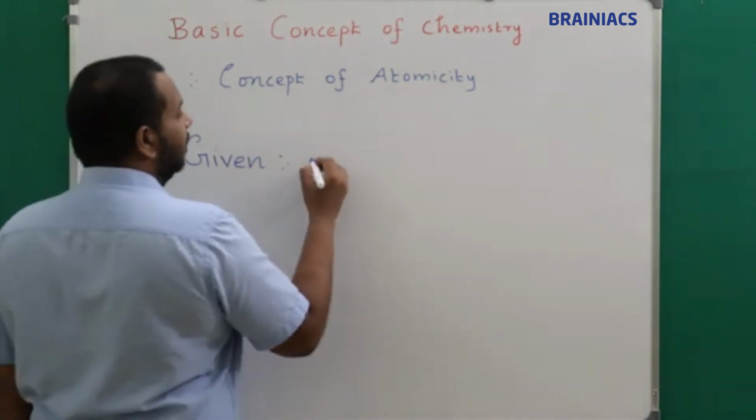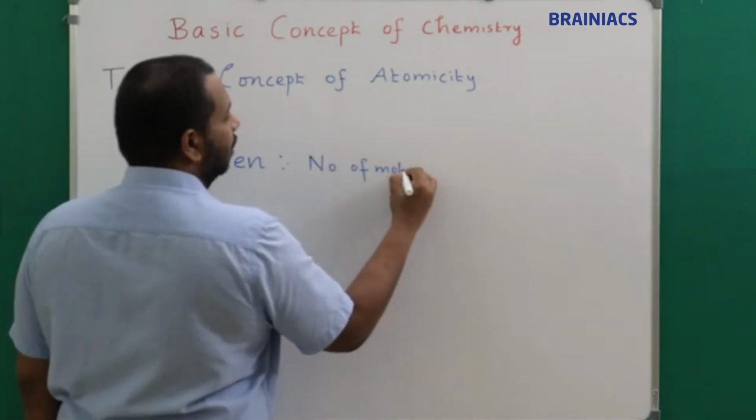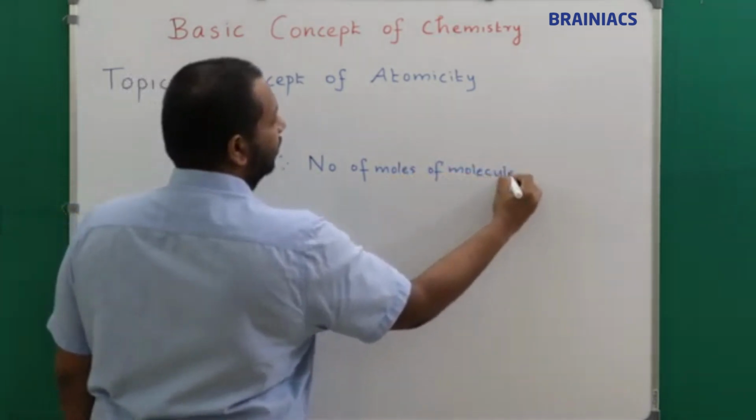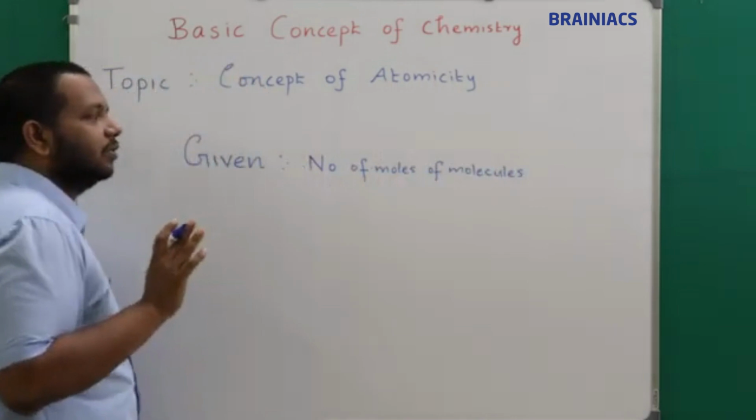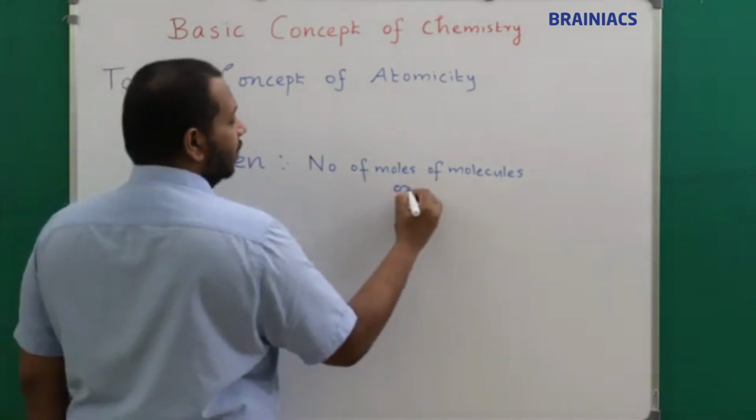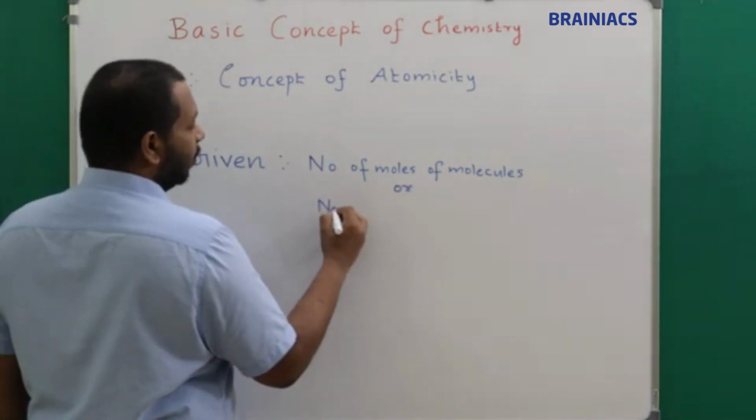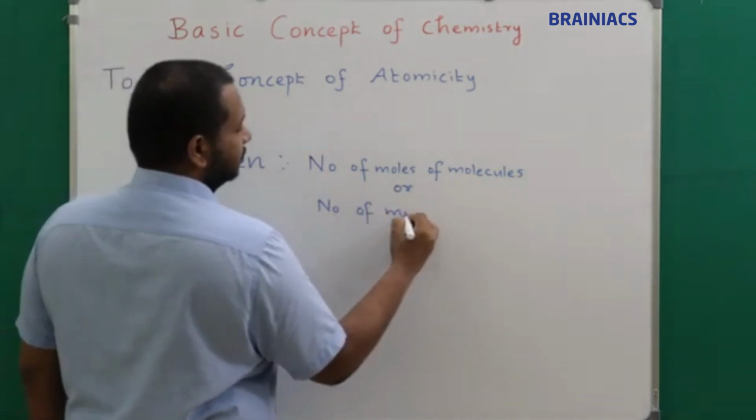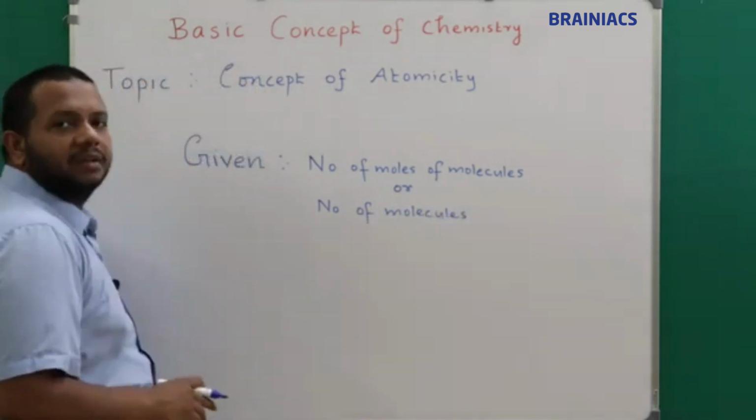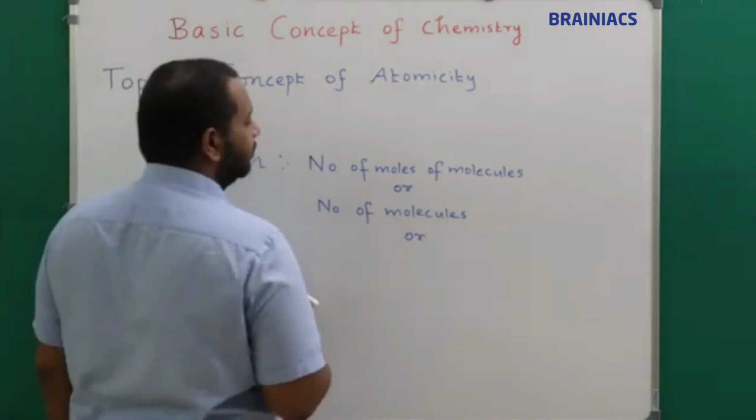So given can be number of moles of molecules. Correct? They can give this, right? They can give you 5 moles of oxygen molecules. They can give this, or what they can give, tell me what are the other possibilities. They can give the number of molecules as such. They can say Avogadro number or like that.